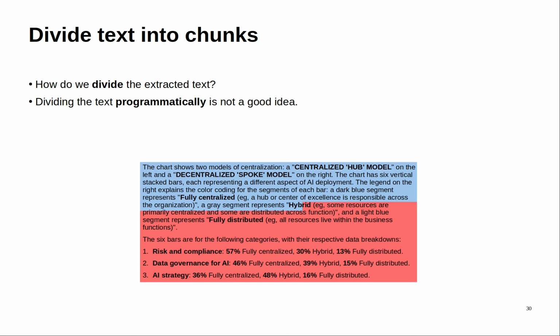In this example, the first chunk that I colored here in this light blue color ended before the end of the sentence. You can see that here it ended in this word hybrid, and the second chunk starts in the middle of that sentence. This can happen because documents can be big and you cannot control where you stop.